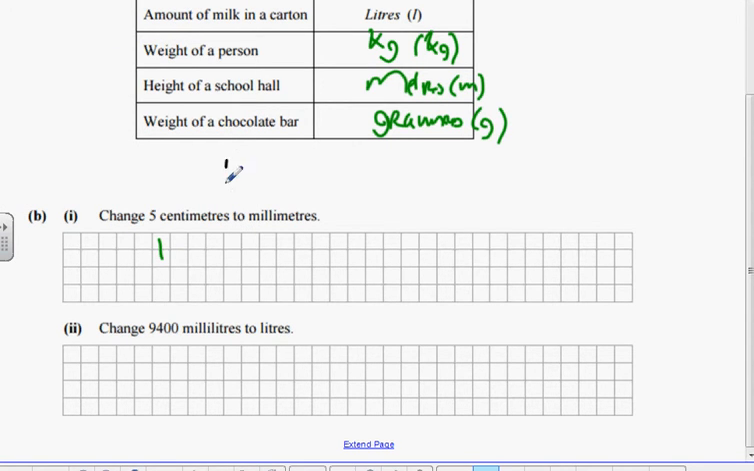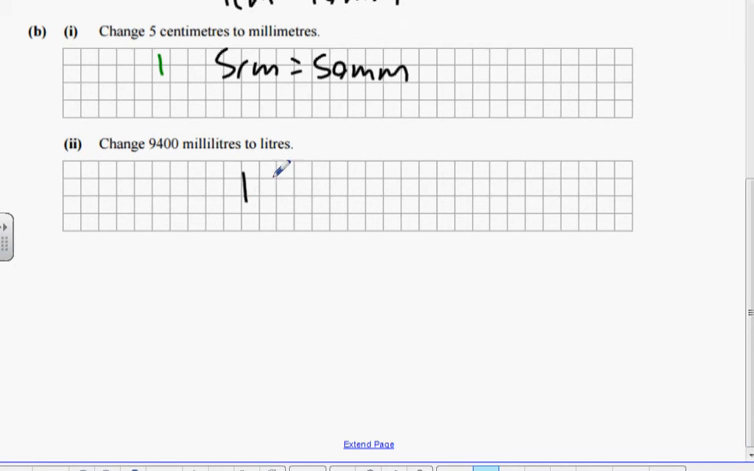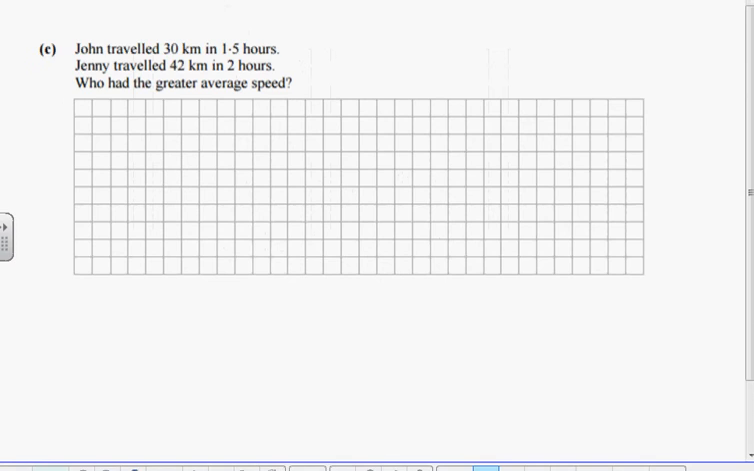5 centimeters to millimeters. 1 centimeter is how many millimeters? 10. 5 centimeters therefore is 50. How many milliliters in a liter? 1 liter is 1,000 milliliters. Therefore 9,400 milliliters is 9.4 liters. Do you have to put in the units? Yes, liters. 9.4 liters.